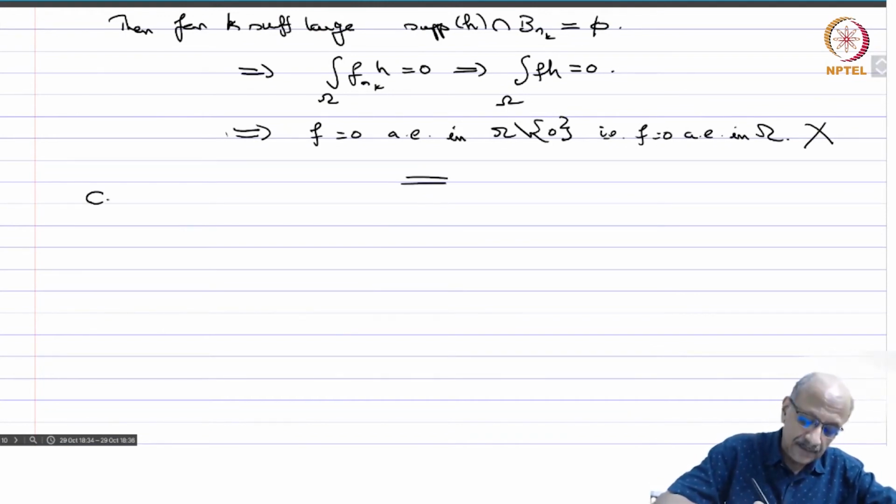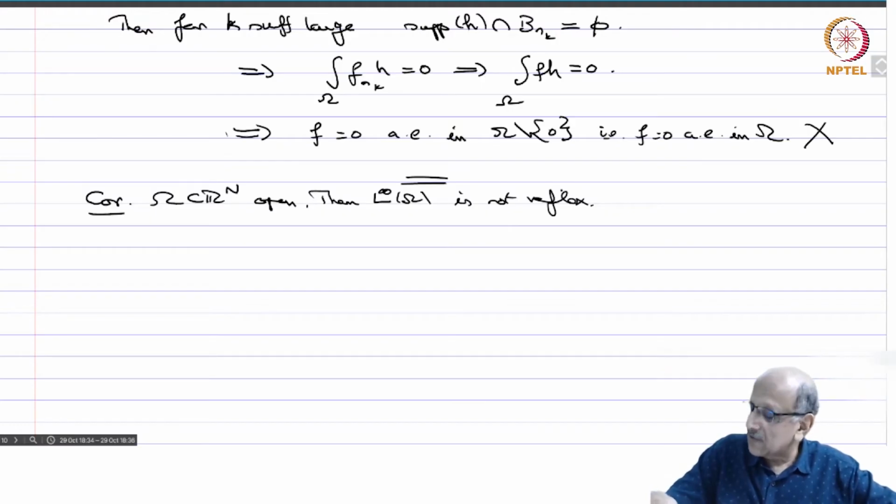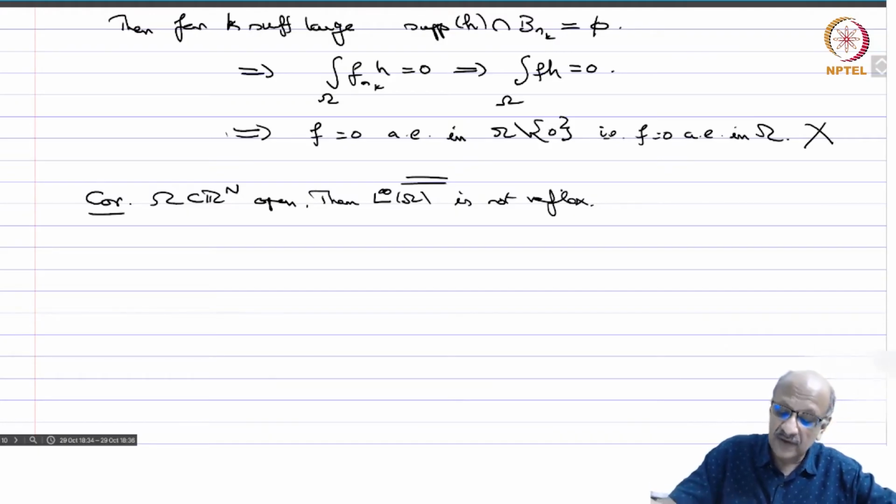So corollary: omega contained in Rn open, then L infinity of omega is not reflexive. This is immediate, because if V is reflexive, V star is reflexive, and conversely, and therefore L1 of omega star is L infinity of omega. L1 is not reflexive, therefore L infinity cannot be reflexive either, because it's an if and only if condition for the dual for reflexivity.